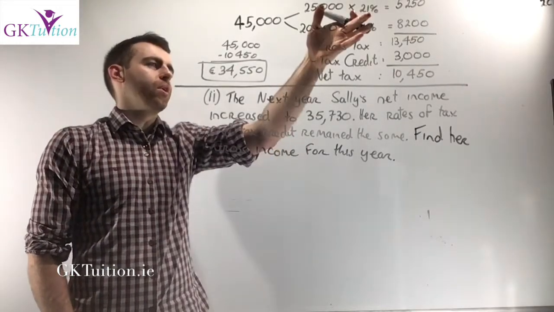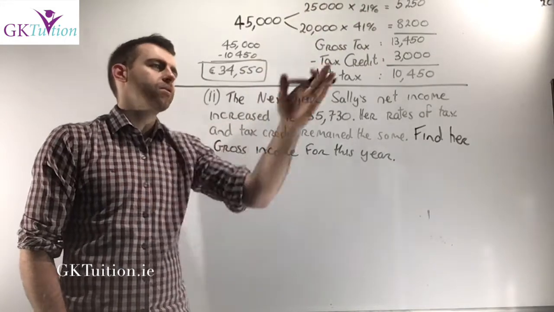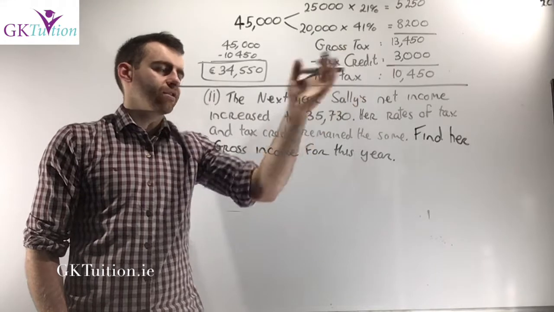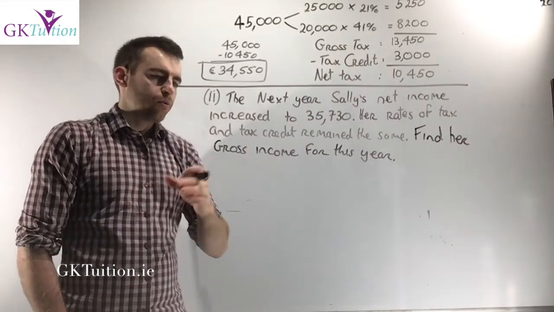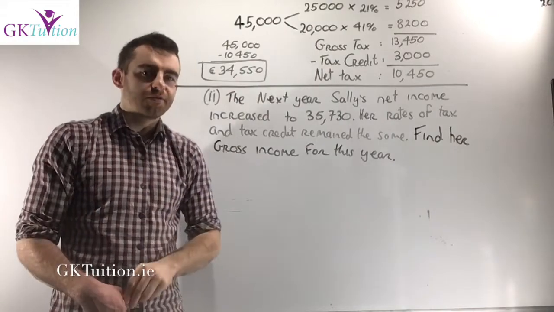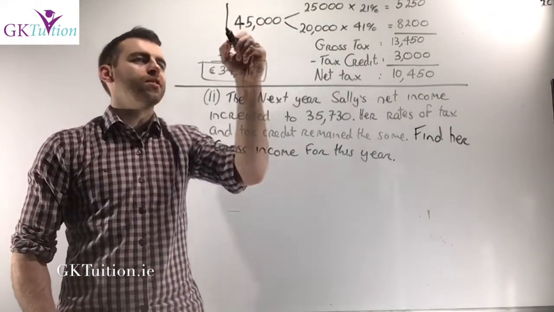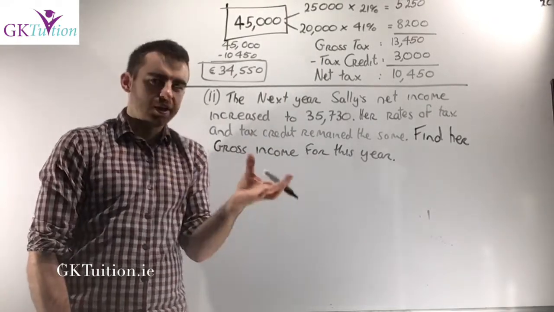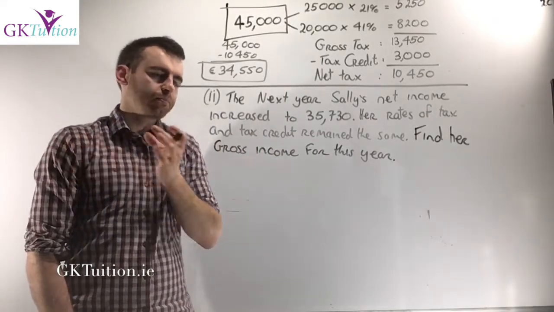So she's still paying 21% on the first 25,000, 41% on whatever else she earns. And she still has a tax credit of 3,000. We're asked to use this information to find her gross income for the year. So we're trying to find this figure. We're trying to find her gross income, which is like, we have to go work backwards.